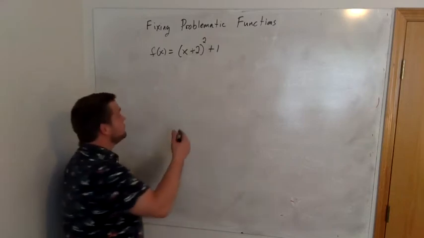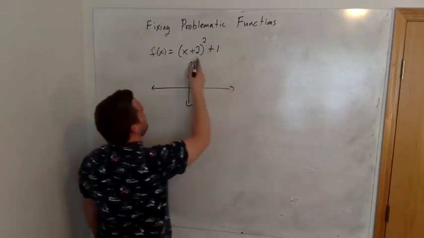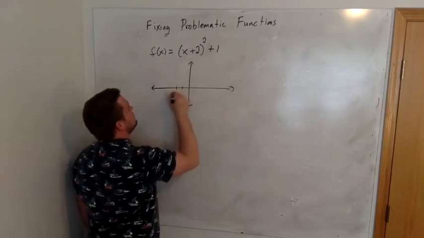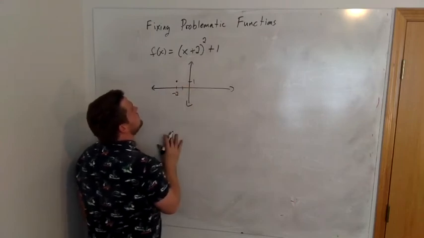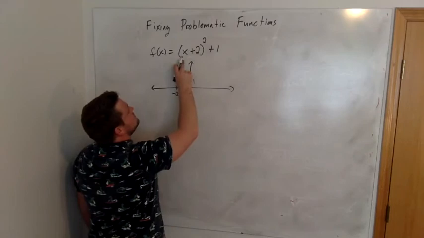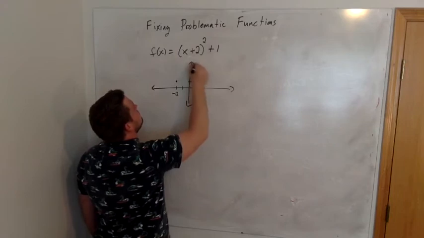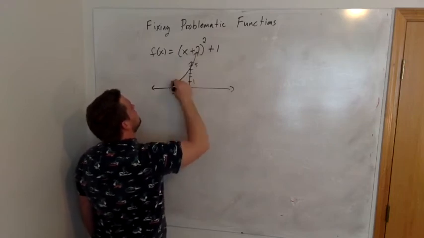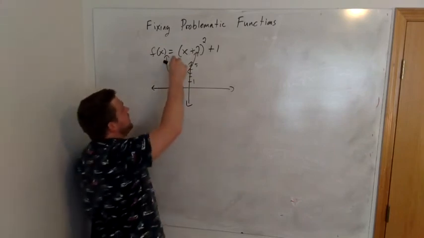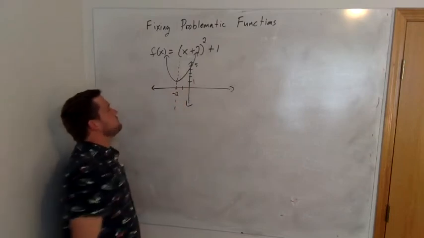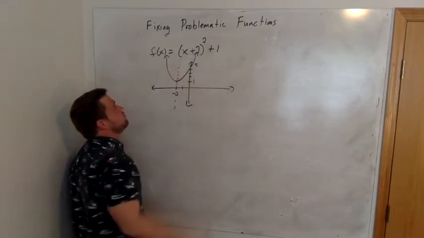Okay, let's do it. Let's first graph this function. This is a parabola. It's shifted to the left 2 units, so negative 2, and up 1 unit. So this is where its vertex will be. And let's see, what's its y-intercept? If we plug in 0, we'll get 2 squared, which is 4, plus 1, we'll get 5. So here's 5, and the graph is going to look like this. Let's make a cut on this parabola down the vertex. So now the right-hand piece will be a one-to-one function and the left-hand piece will be a one-to-one function.